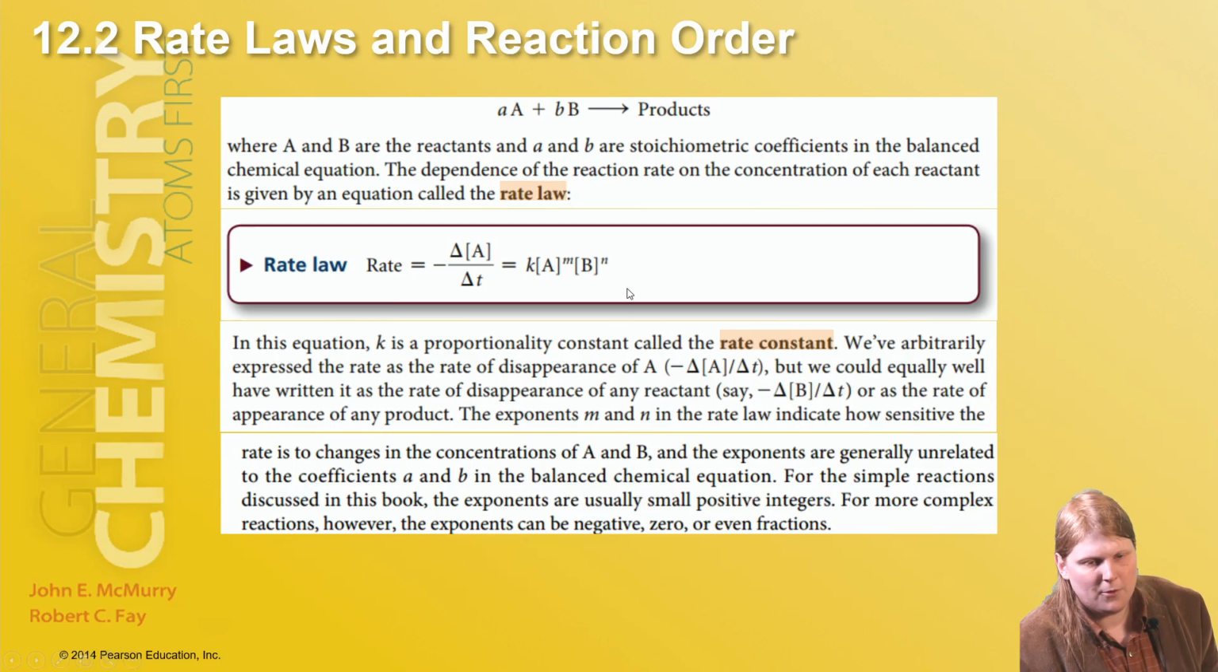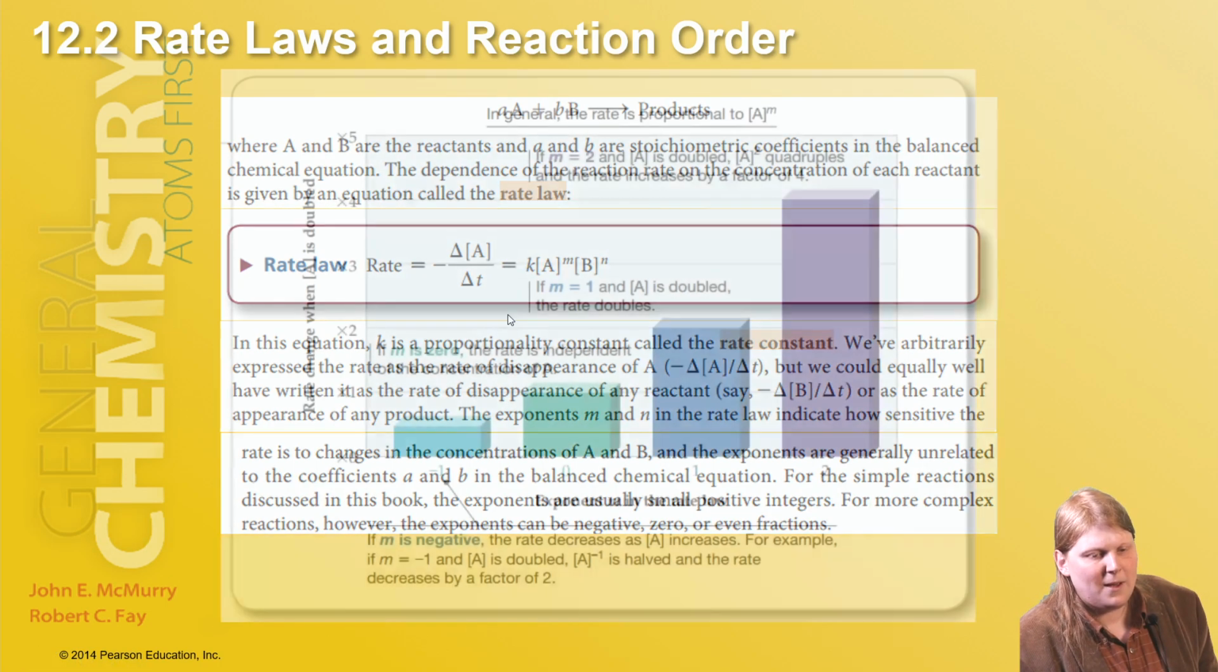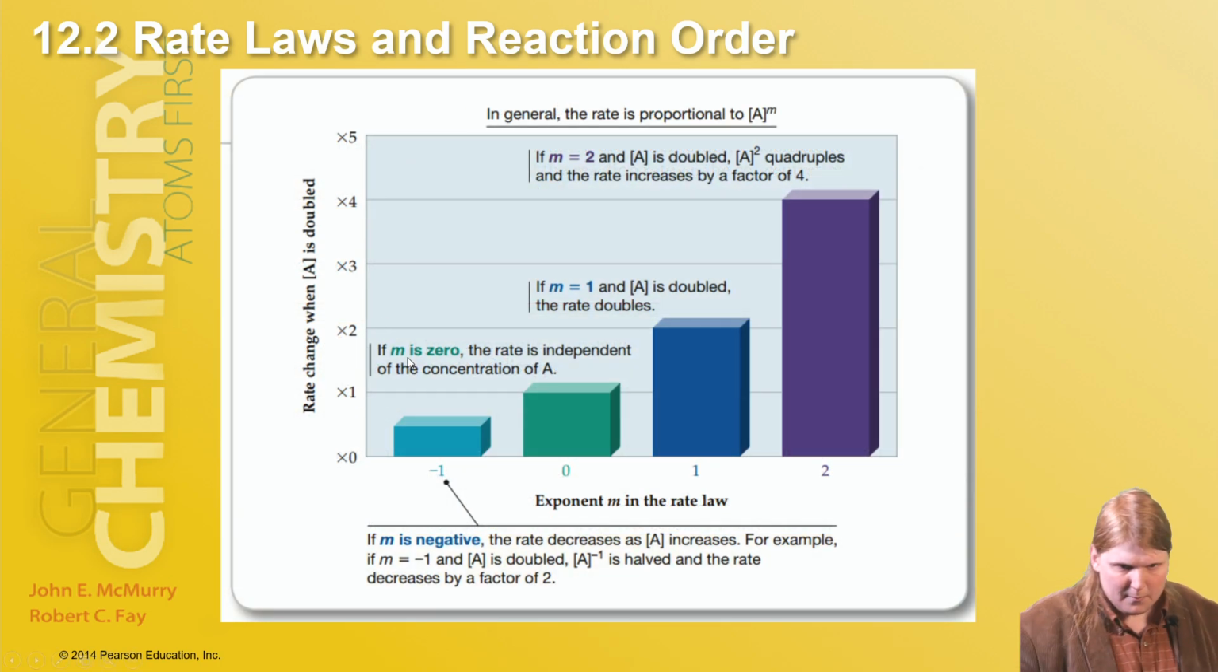They can be different numbers. They could be the same. But this is the basic formulation for a rate law. So what we show here is how the exponent affects the equation. If m is 2, then that means that the rate gets quadrupled as A is doubled. And if it's 1, then as A is doubled, the rate doubles.